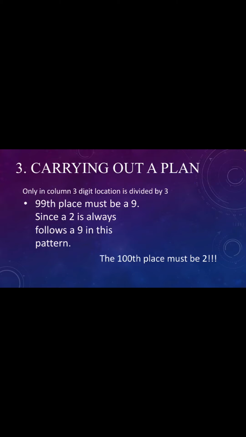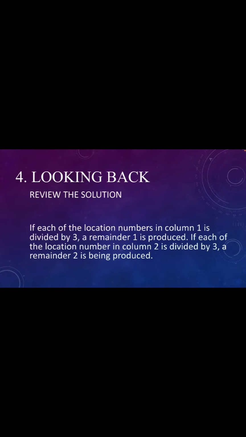And the last step is looking back, where we need to review the solution. If each of the location numbers in column 1 is divided by 3, a remainder of 1 is produced. If each of the location numbers in column 2 is divided by 3, a remainder of 2 is produced. Thus, we can find the decimal digit in any location by dividing by 3 and examining the remainder.